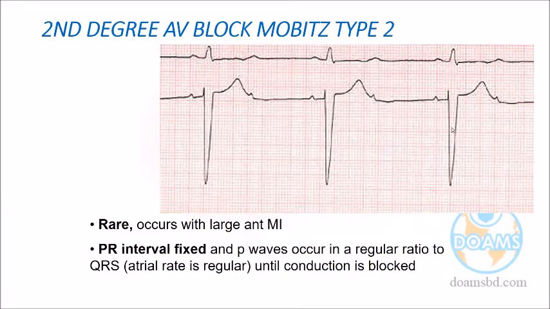If the conduction problem is there, P may be inserted over the T, over the R, anywhere. If it is not dropped, we can find no QRS in between. So there is a dropped beat.